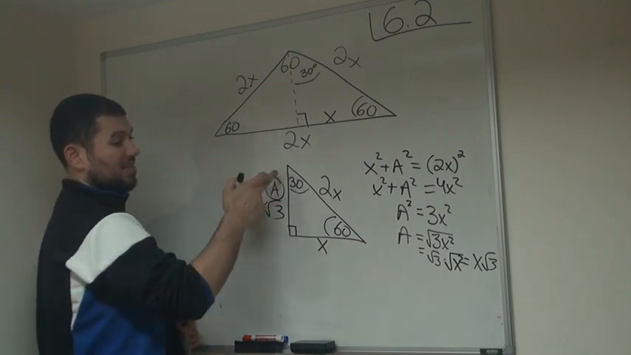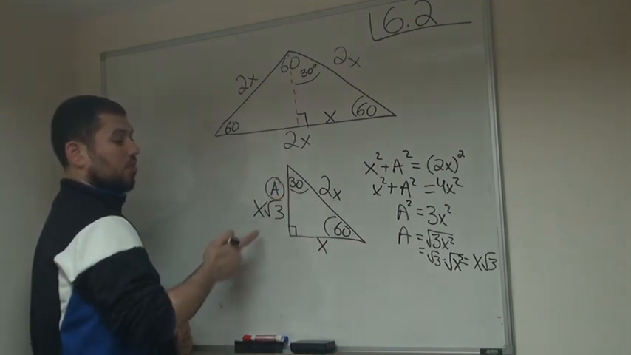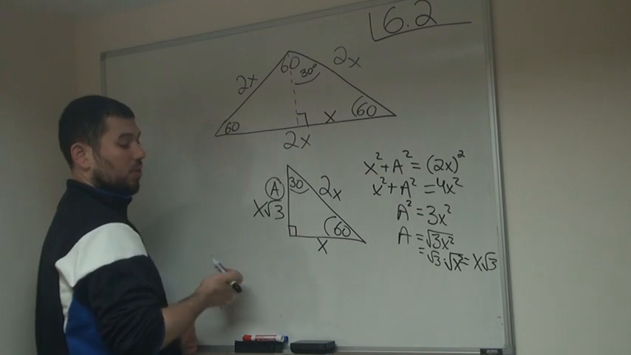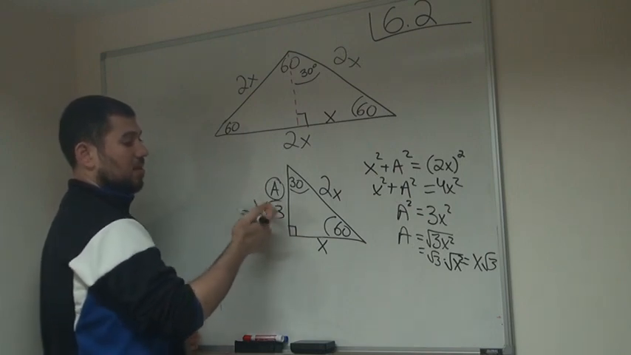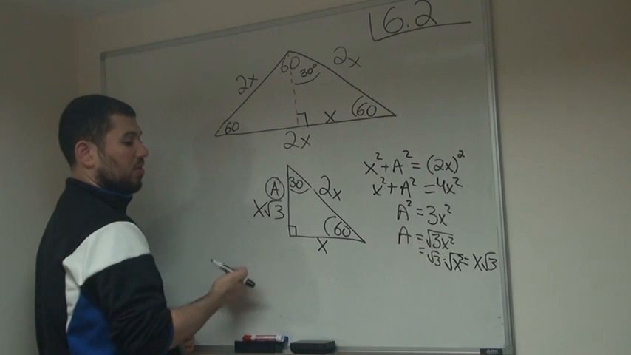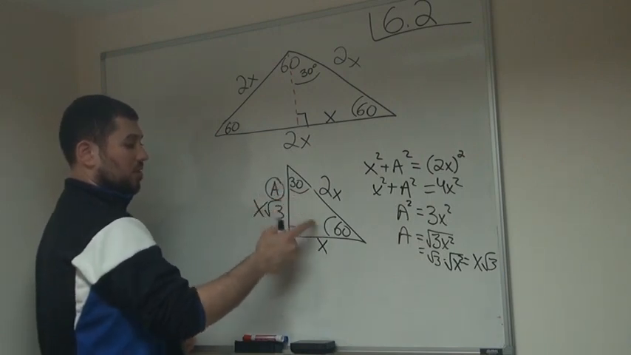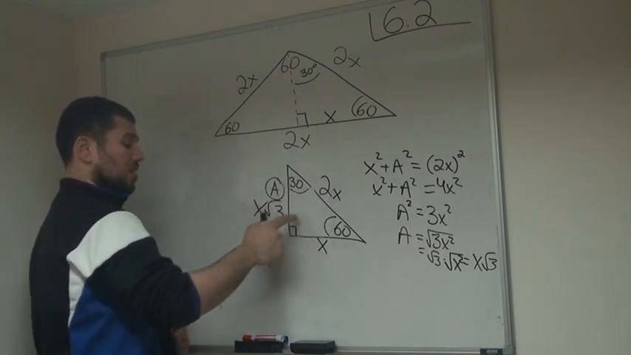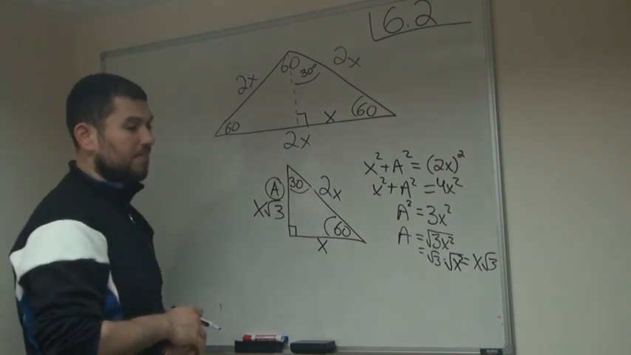The biggest side is the hypotenuse, which is 2x. Root 3 is less than 2, but more than 1. So that's why this side's in the middle. This is the biggest side, this is the smallest side. Opposite the smallest angle, opposite the medium angle, opposite the largest angle.